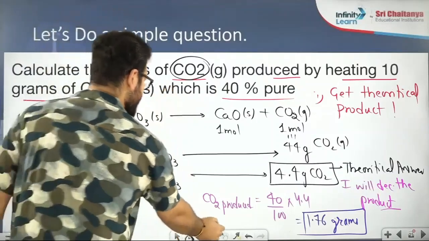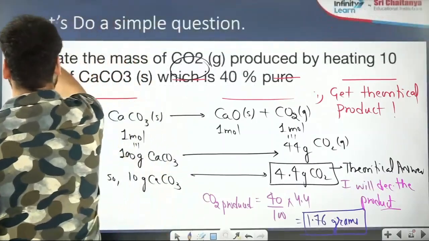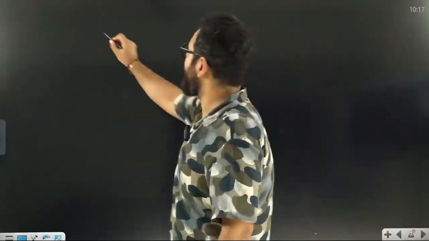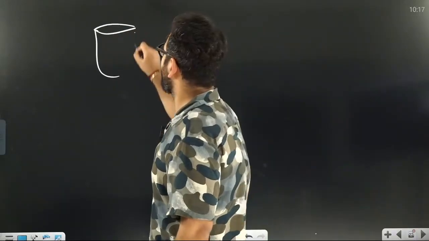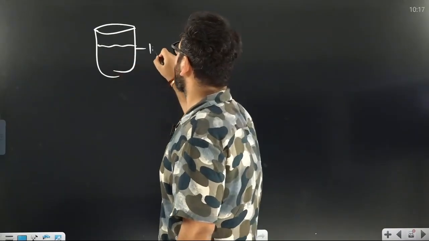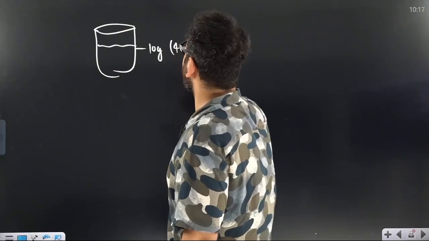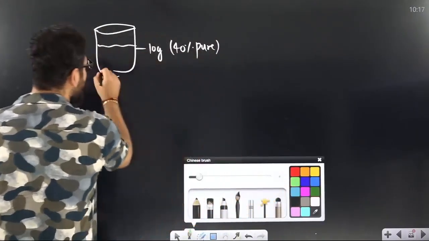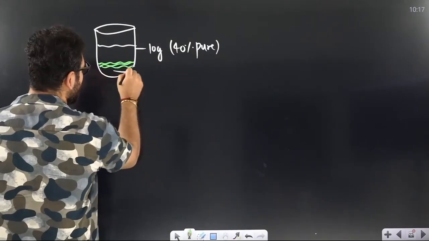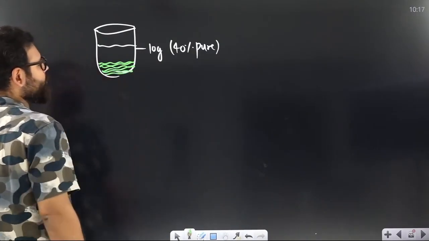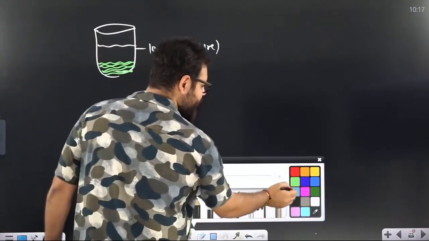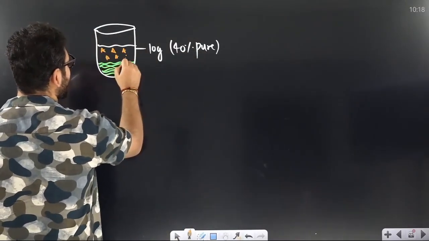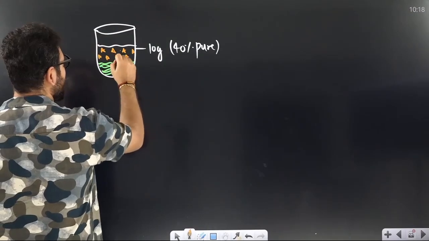This is what is actually happening here. I took 10 gram of sample, which is 40% pure. Means out of 10 gram, only 4 gram was CaCO3. The rest, 6 gram, was just sand particles. It was not CaCO3, it was some impurity. Let me call it sand.